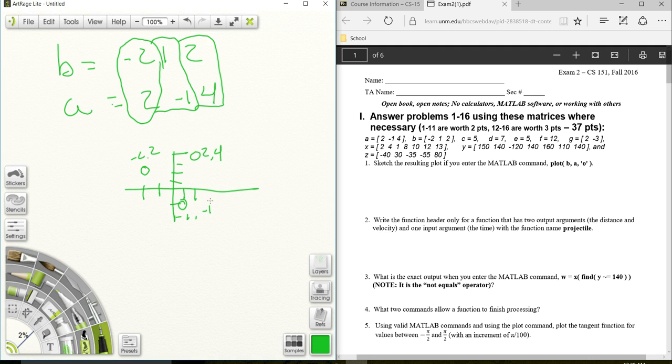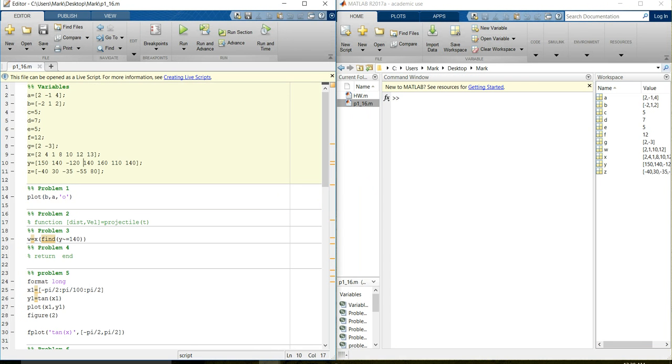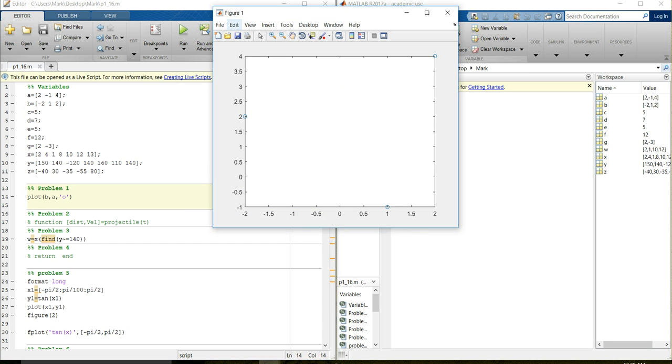So let's go over to MATLAB and see how it runs. I'm going to run this section, then I'm going to run this plot. And you see it plots. However, it doesn't have the Cartesian planes here. I'm not going to take off points for that.